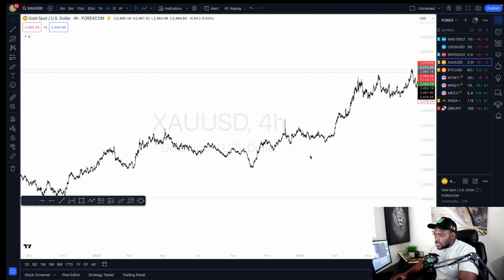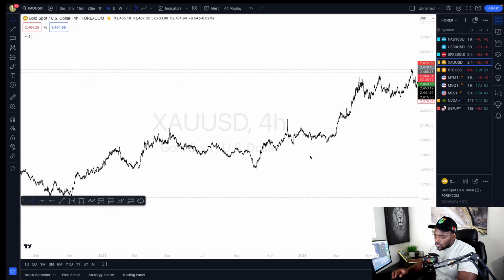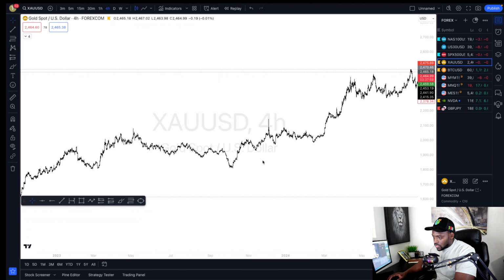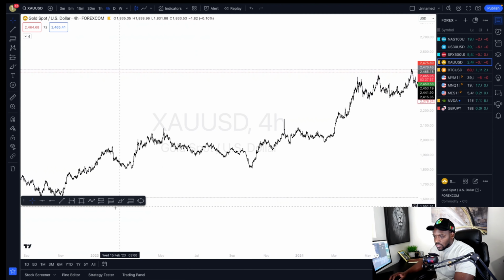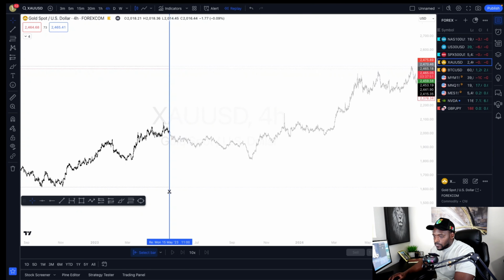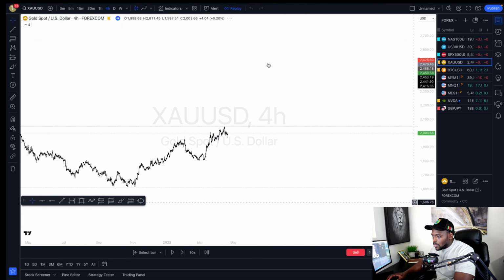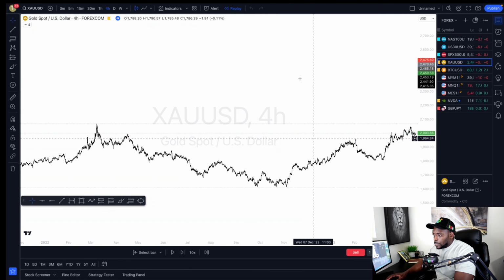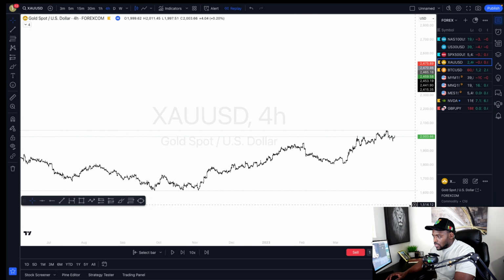All right, guys, so we are here looking at gold, and basically what I want to show you is a strategy that is very consistent. It's very obvious. You just have to get used to reading candlesticks. So let's get into it. Let's just find a random spot on the chart. You guys can see that.